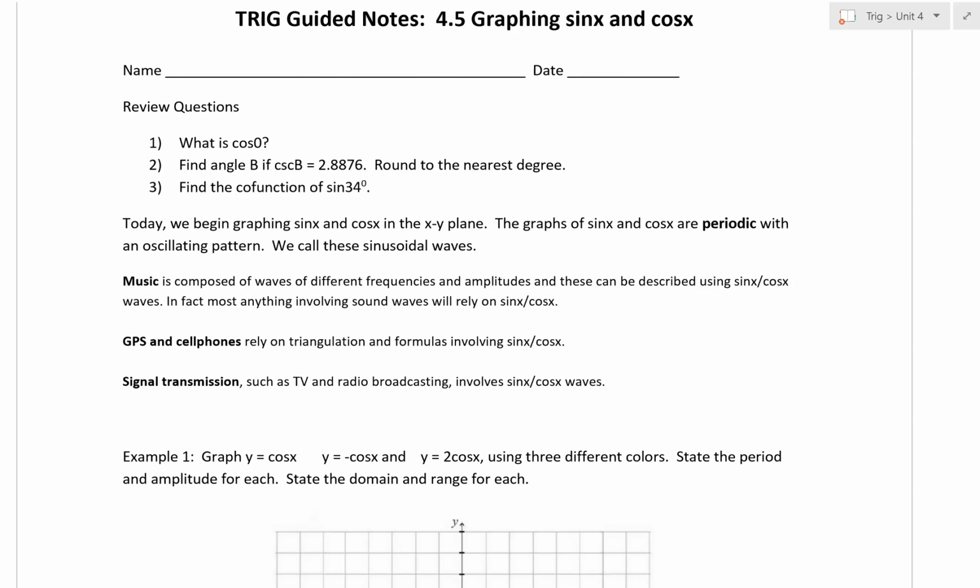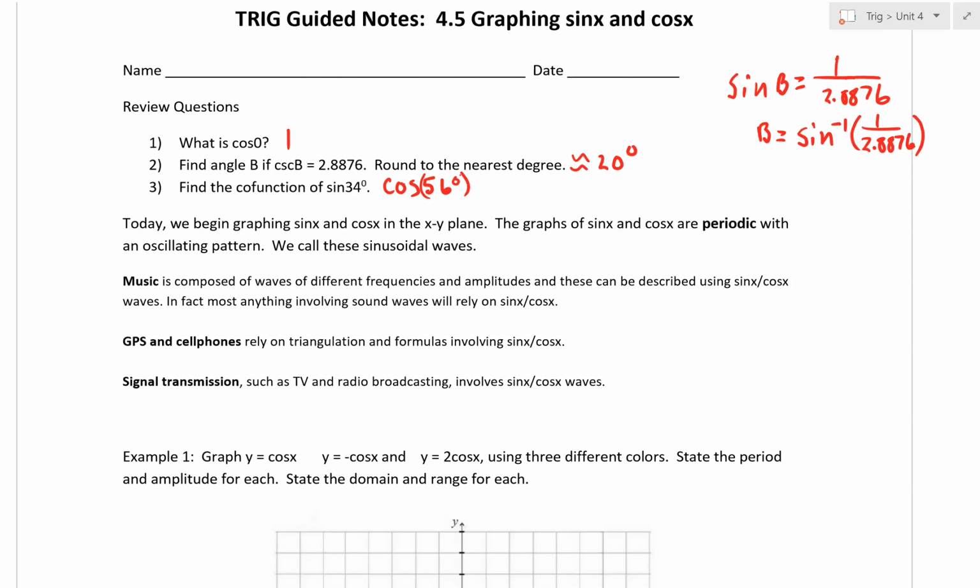Pause the video. Cosine at 0, that would be 1. Find angle B if cosecant B is 2.8876. Round your answer to the nearest degree. Over here to the right, sine at B, because that's the opposite of cosecant, would be 1 over 2.8876. So the inverse sine of 1 over 2.8876 is approximately 20 degrees. And then number 3, find the cosine or the cofunction to sine 34. That would be cosine 56.